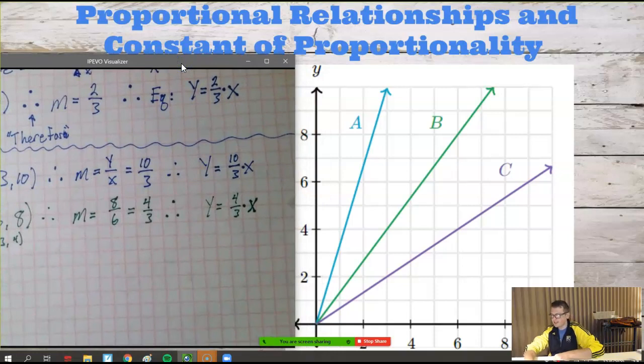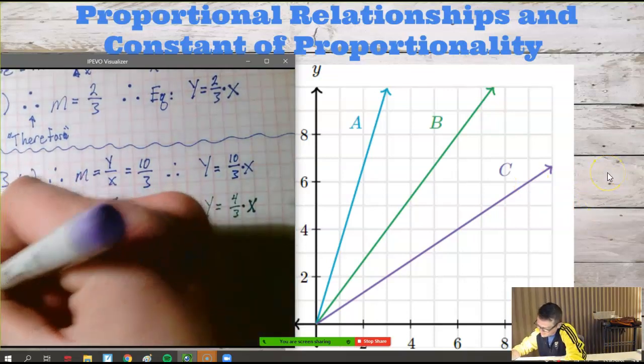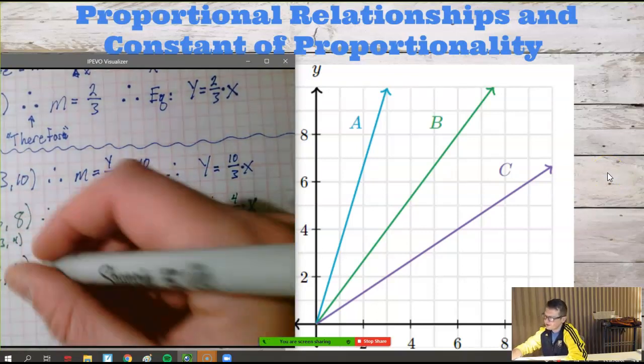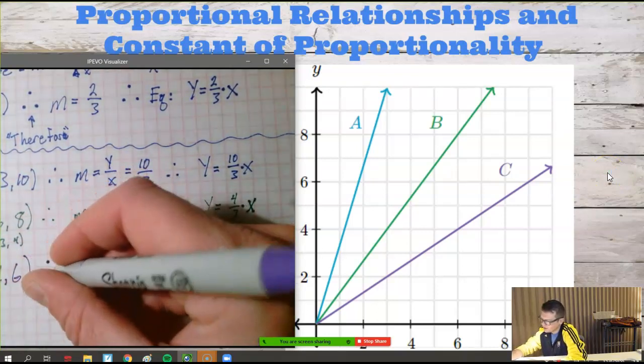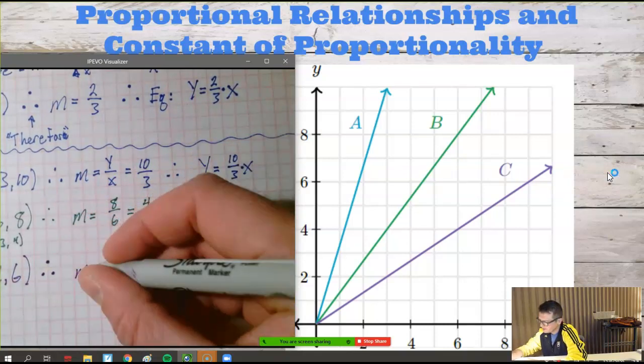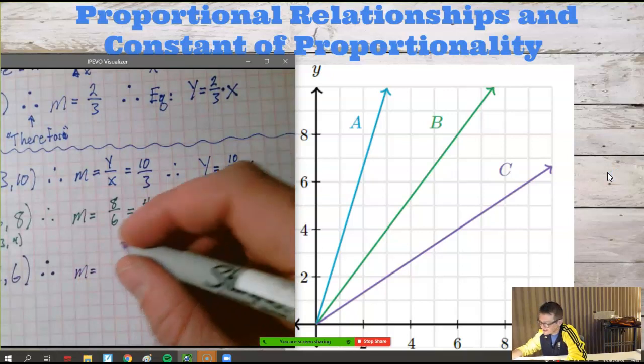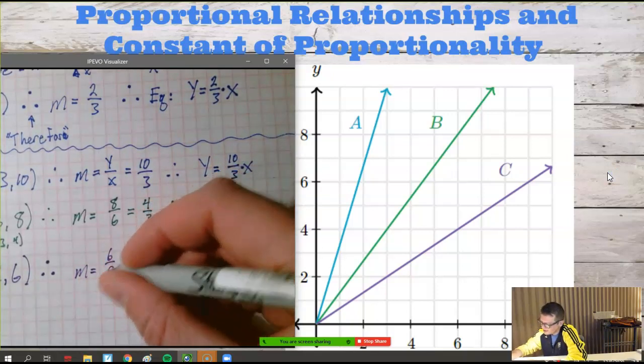All right, do line C if you haven't. I think there's a point here. I think there's a point here. I think there's a point even out here. Who can tell me the numbers that go with those points? 9, 6. Yeah, 9, 6. So we have 6 over 9.